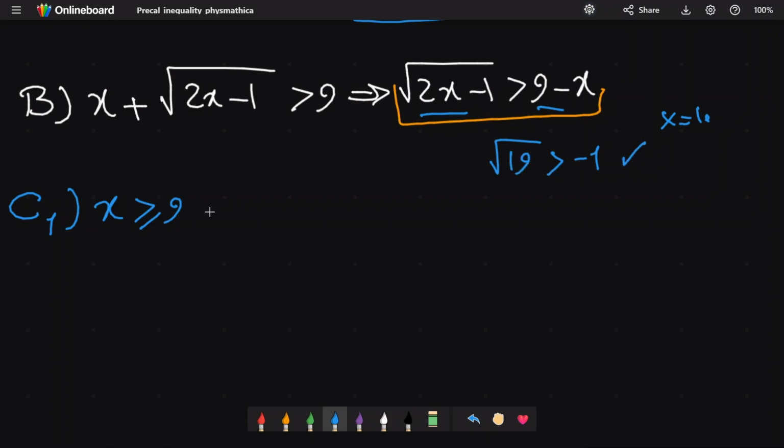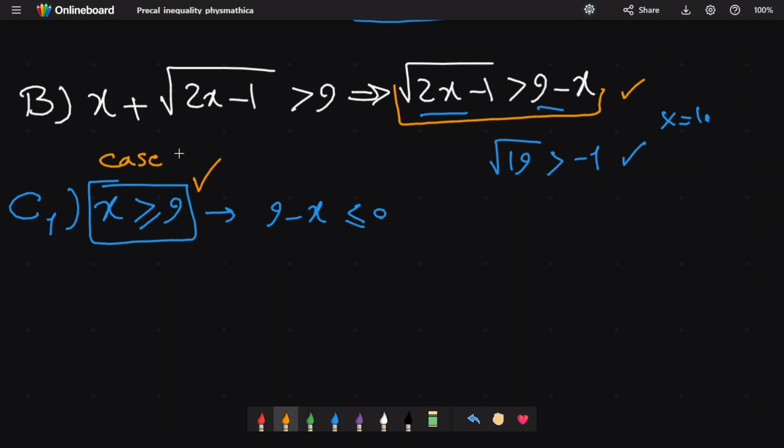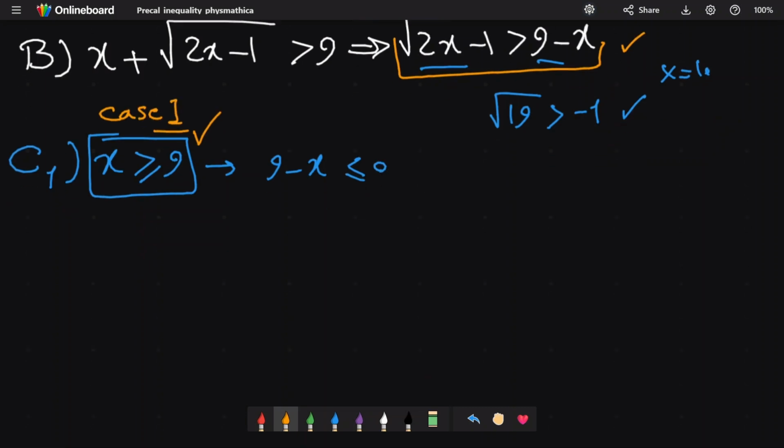So by just saying that x is bigger than or equal to 9, we can clearly see that 9 minus x is going to be less than or equal to 0. And this is so satisfying, it is completely easy. We don't have to do anything else. So when our x is bigger than or equal to 9, this condition is completely valid, and this is actually case 1 of the solution.